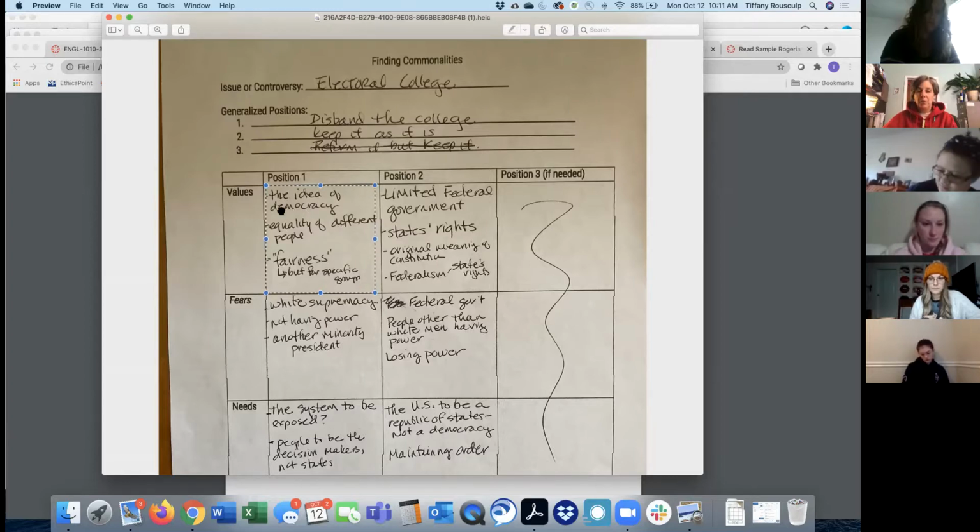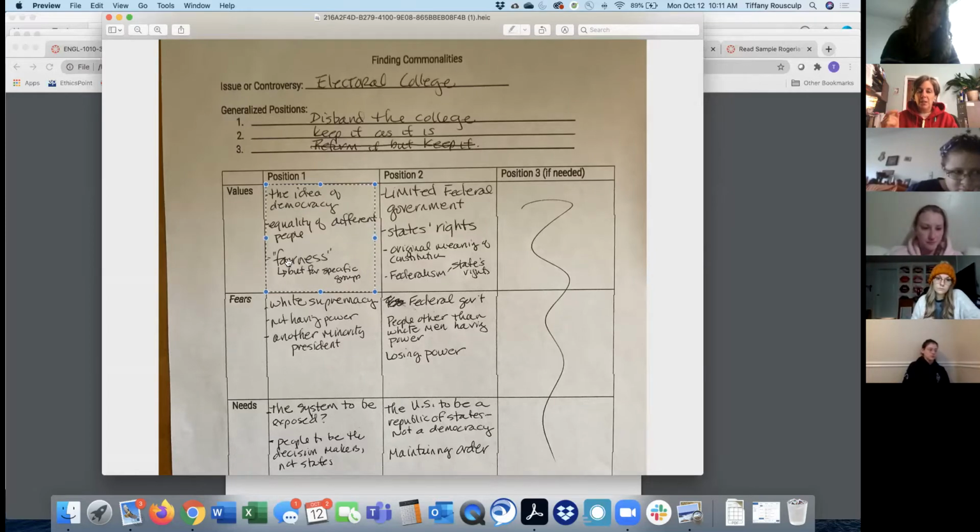So with groups who want to disband the Electoral College, they value the idea of democracy. They believe in general in the equality of different people, and they have a value of fairness. But the fairness is for specific groups. Okay. For people who want to keep the Electoral College, they value a limited federal government. They value states' rights. They value the original meaning of the Constitution, and they value federalism, which is a real states' rights thing.